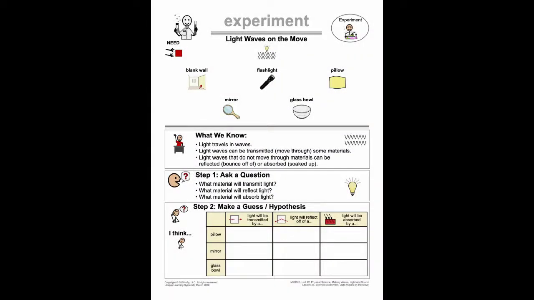This is the first page of our science experiment. On this page we have the materials needed to complete the experiment, a "What do we know?" section, our question that we are trying to answer during our experiment, and our guess or hypothesis.